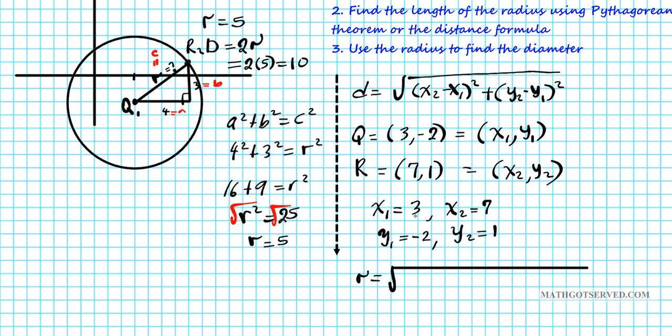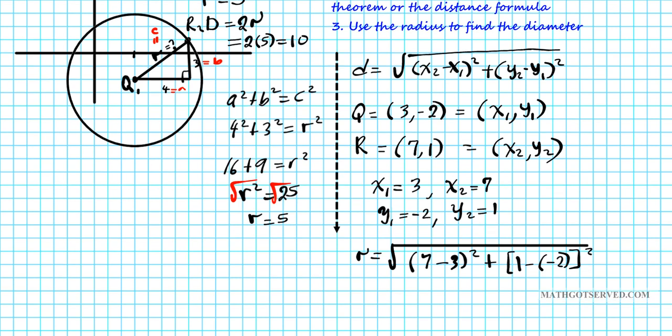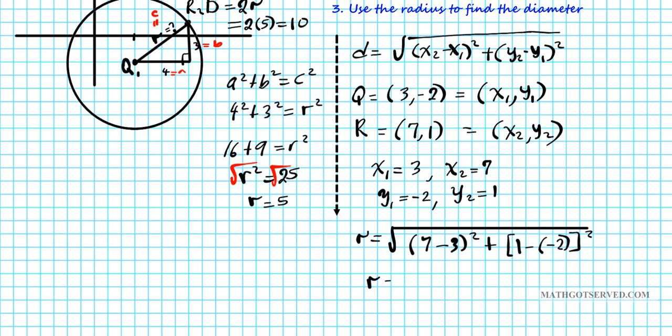Let's see, x2 and x1 are both positive, so x2 is 7 minus x1, 3 squared, plus y2, which is positive 1, minus y1, which is negative 2, squared also. All right, so let's go ahead and simplify this. So we have r equals the square root of 7 minus 3, which is 4 squared, plus 1 minus minus 2, minus times minus is plus, which is 3 squared.